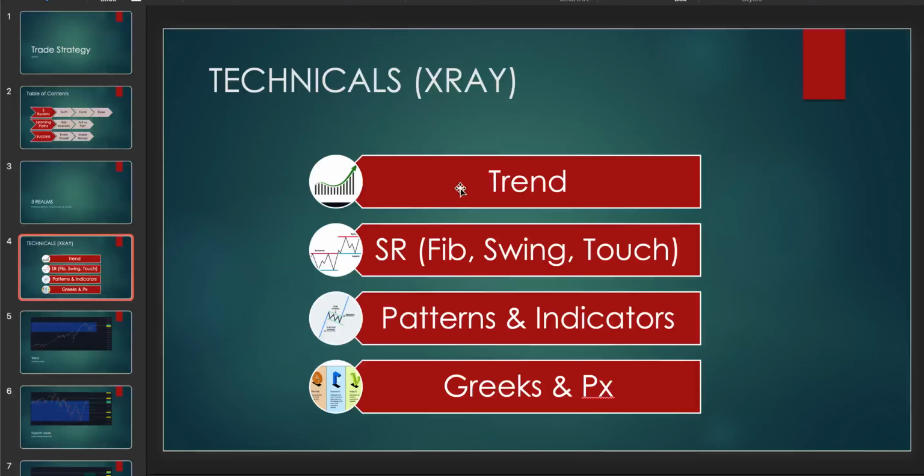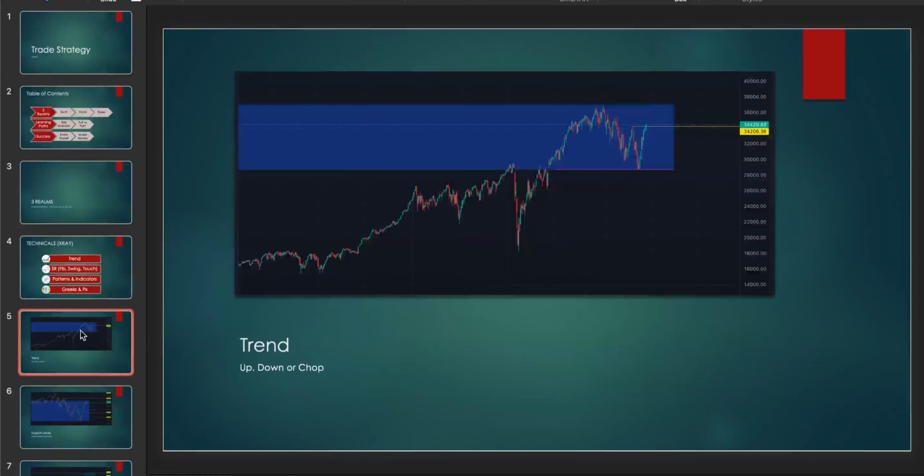Technically, we cover four main areas: the overall trend, which is probably the easiest one; support and resistance levels that are defined within that trend; patterns that form and what indicators are telling us; and finally, we take a small glimpse at the Greeks if we have the right tools and platforms. All right, so let's jump right in.